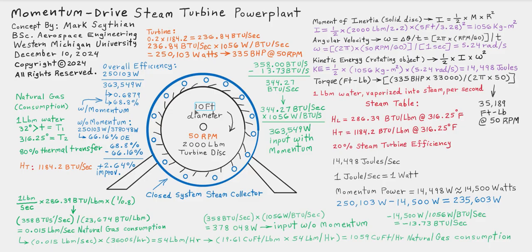And if we want to just do a confirmation on the amount of input power that we would save, it would just be the ratio of 14,500 divided into 1056. So we have 13.73 BTUs per second, and that translates to 0.0005536 pounds decrease in natural gas consumption.